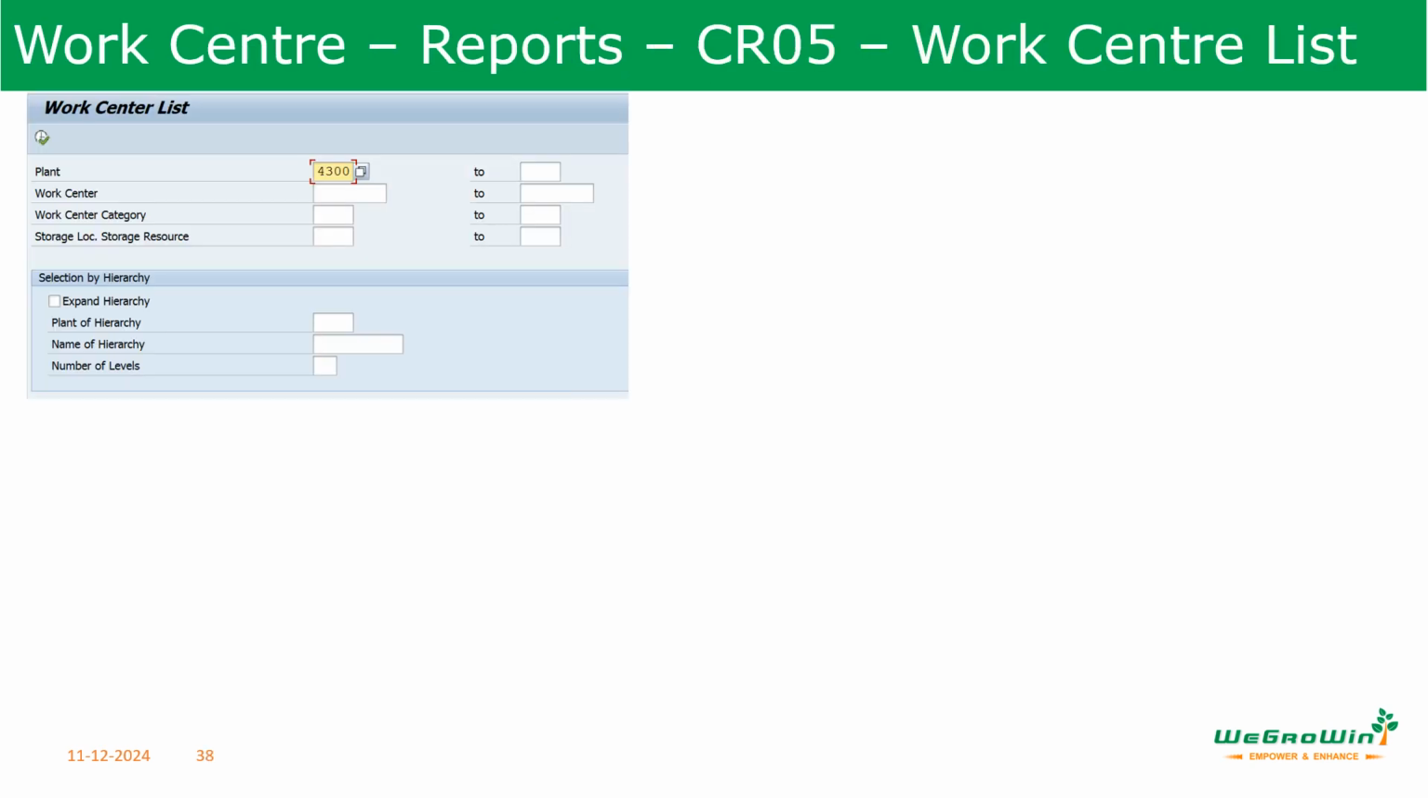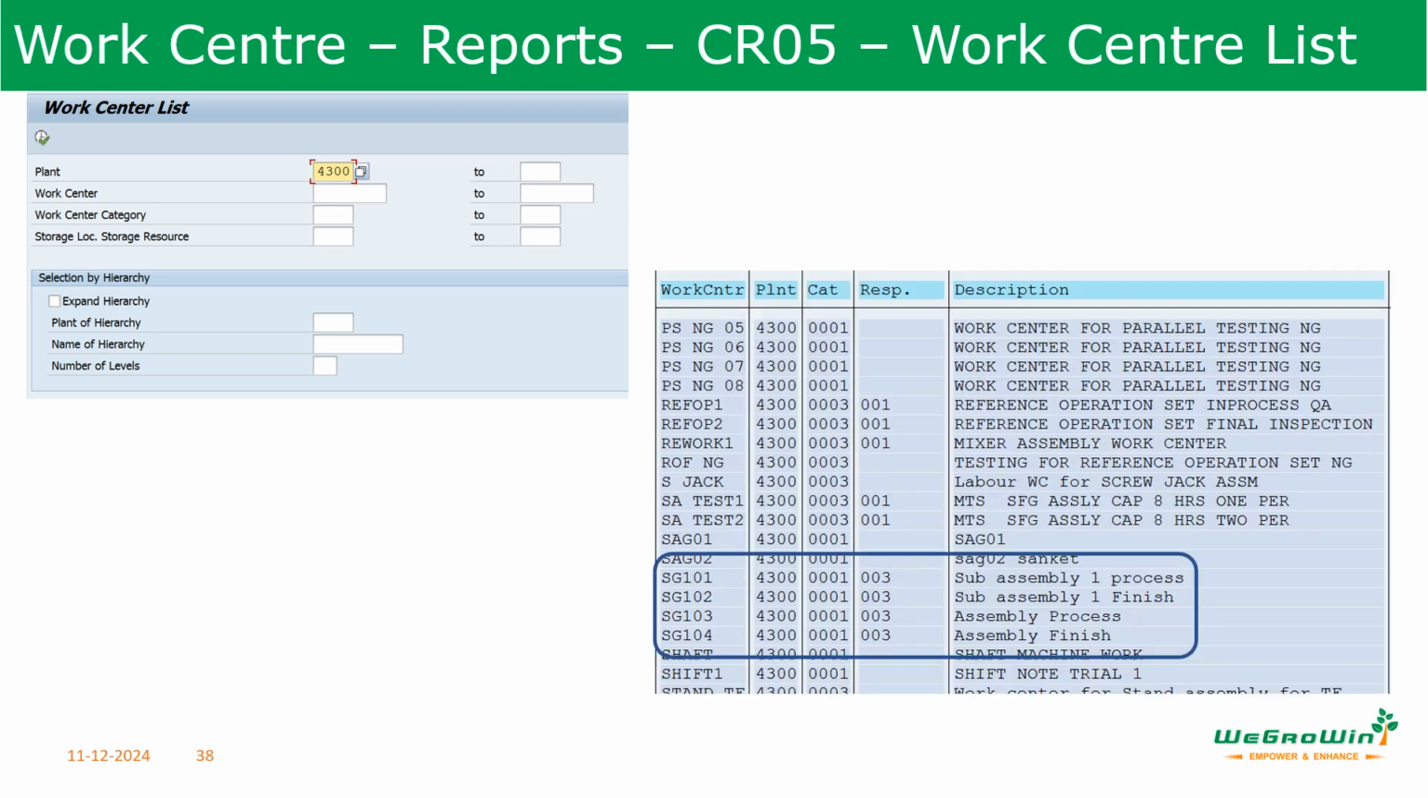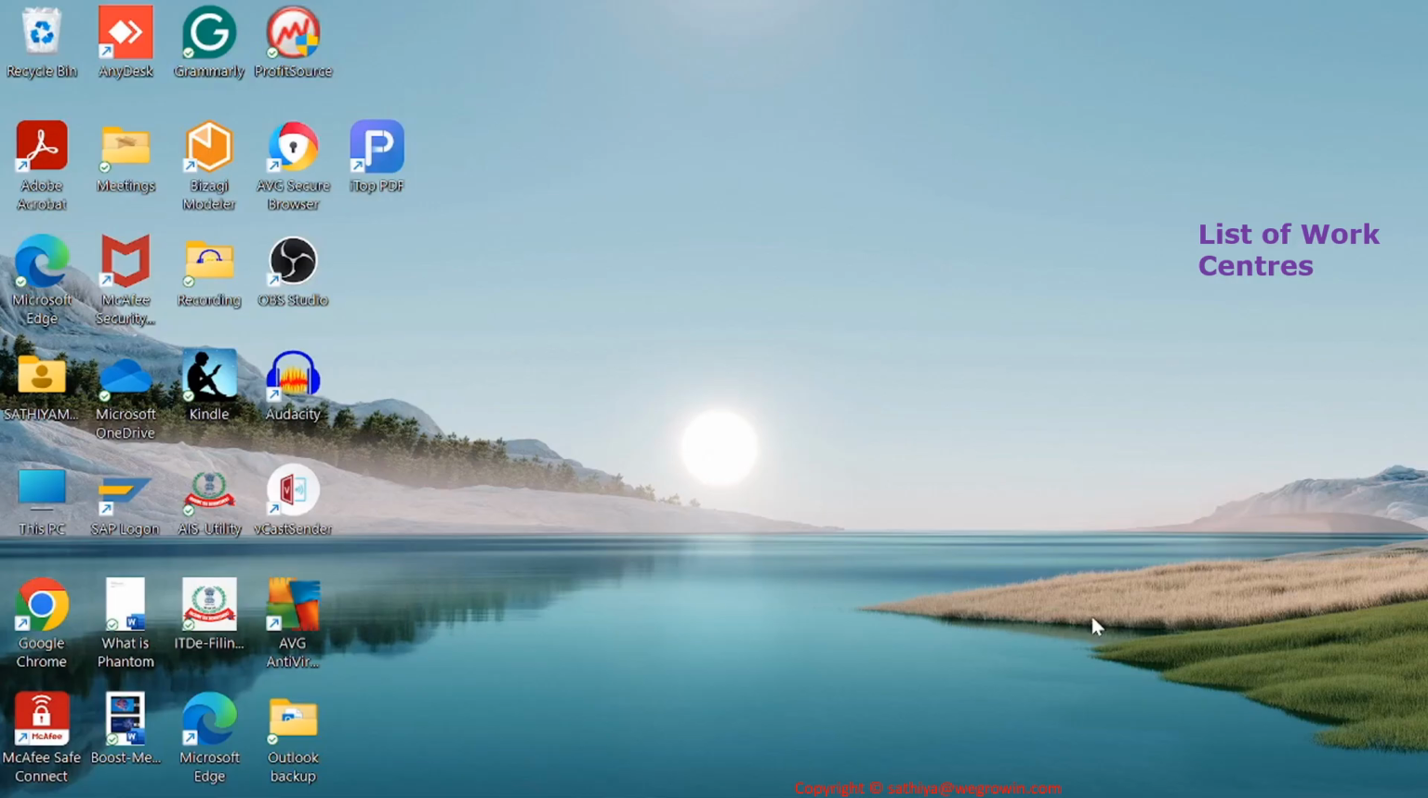Now, if you want to know the total number of work centers available in the plant, we can use the T code CR05, where you enter the plant. 4300 is an example shown here. You can enter your plant code. Then the system will list out all the work centers which are available based on the plant, capacity category, who is responsible, what is the description of the work center, all those things will be displayed.